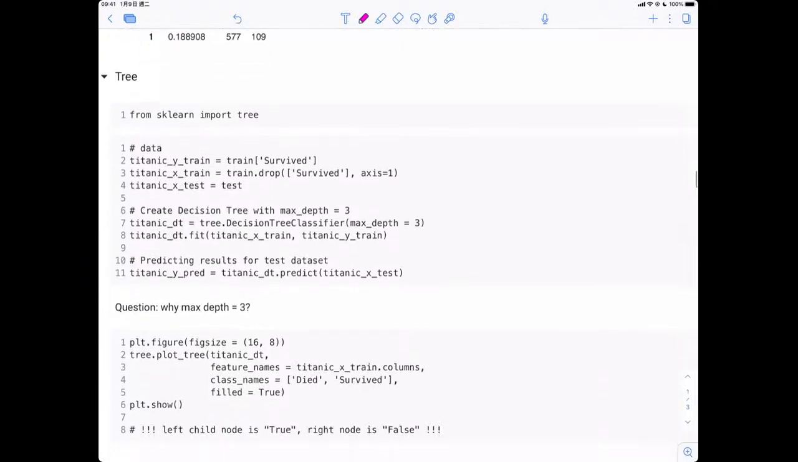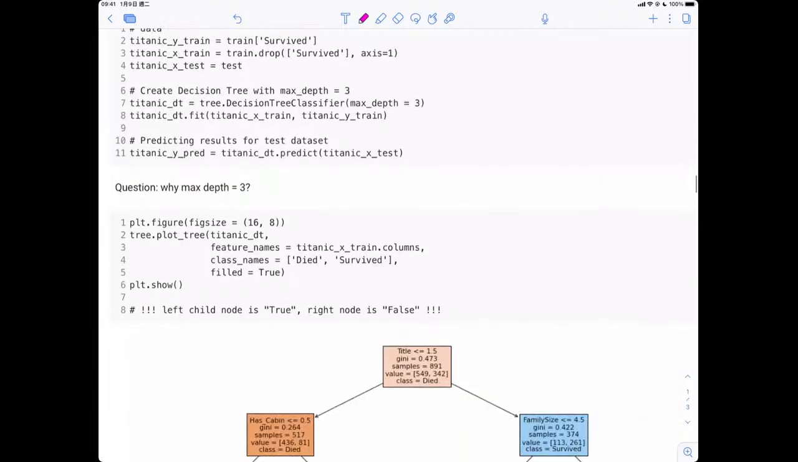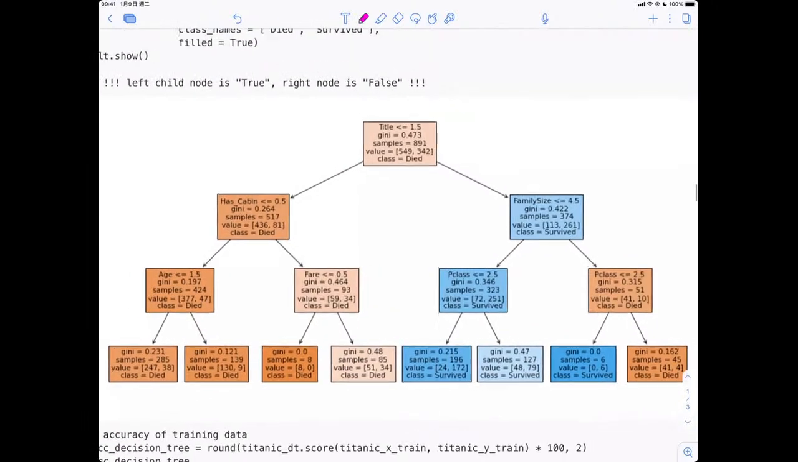So based on this Titanic table, of course we can use linear regression or SVM or logistic regression to analyze this kind of data. But here I'd like to introduce the tree. What does a tree look like? It may look like a big thing.